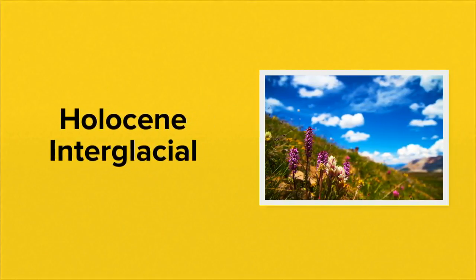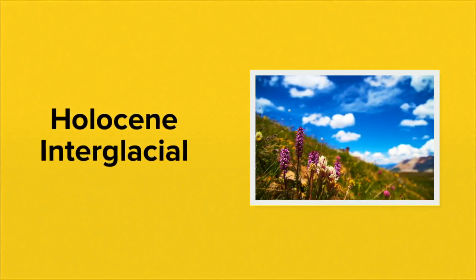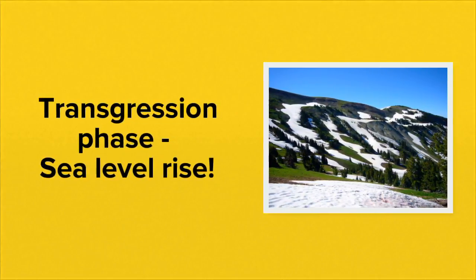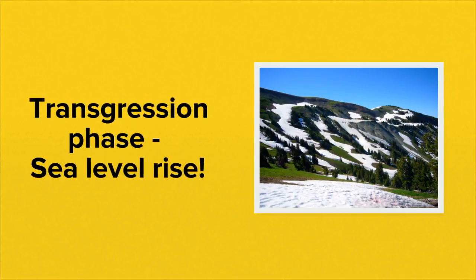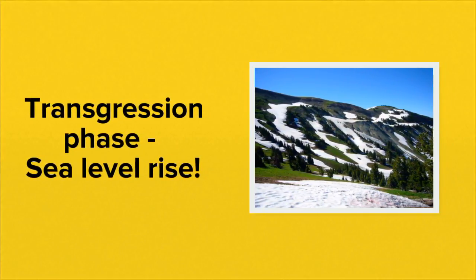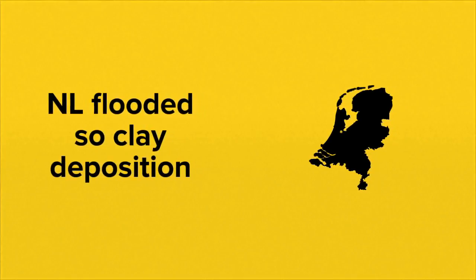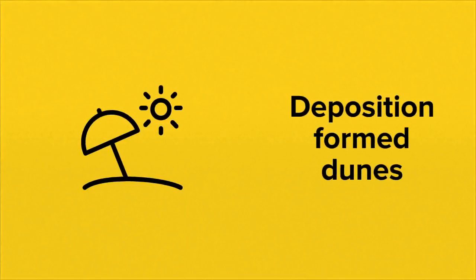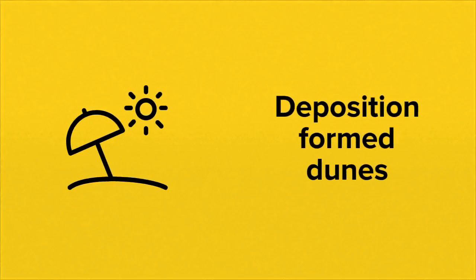Then, after that, the Holocene, the interglacial, started. Since the temperatures went up, ice melted and the sea level rose. In other words, a transgression phase. As the sea level rose, parts of the Netherlands were flooded and a layer of marine clay was deposited. The sea also deposited sand, which formed the dunes.